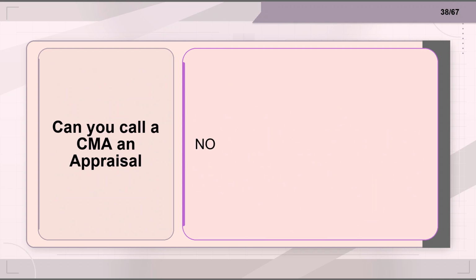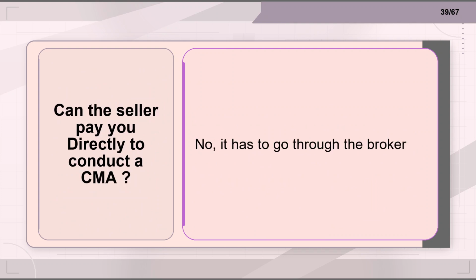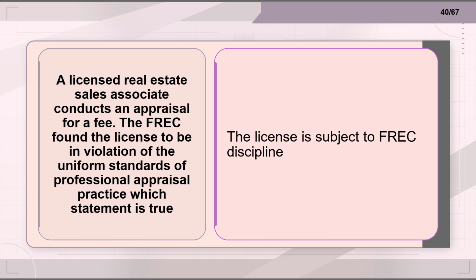Flashcard 38. Term: can you call a CMA an appraisal? Definition: no. Flashcard 39. Term: can the seller pay you directly to conduct a CMA? Definition: no, it has to go through the broker. Flashcard 40. Term: a licensed real estate sales associate conducts an appraisal for a fee. The FREC found the licensee to be in violation of the Uniform Standards of Professional Appraisal Practice. Which statement is true? Definition: the licensee is subject to FREC discipline.